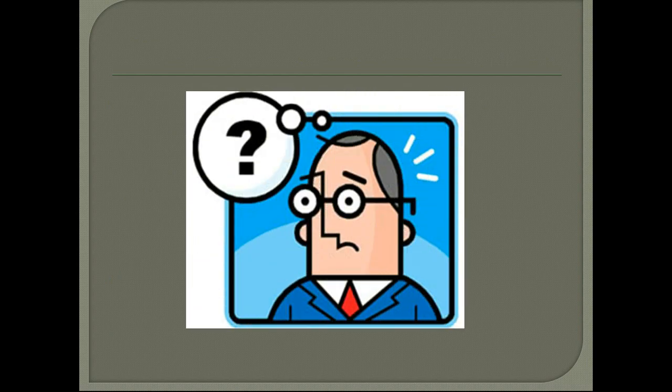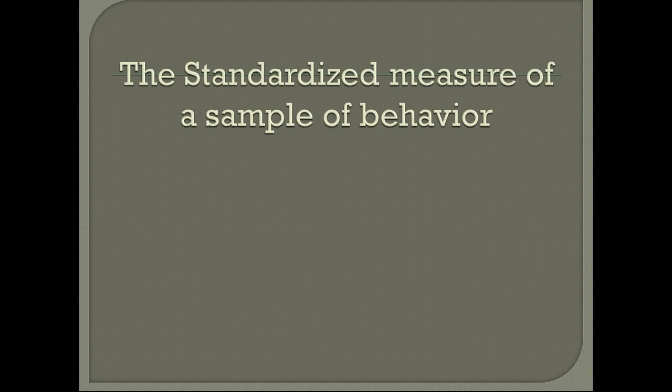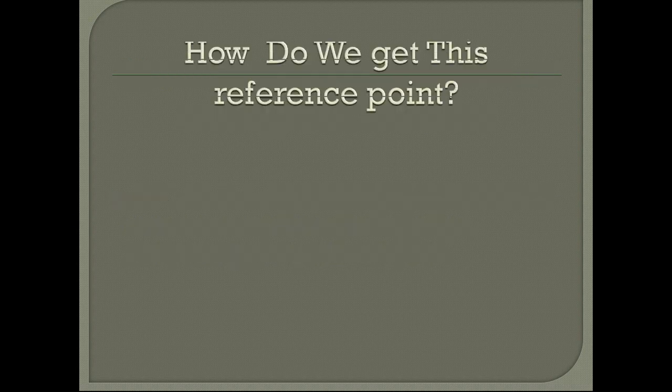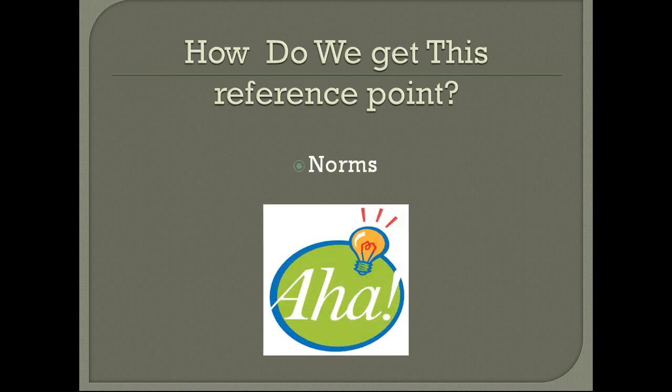So, what does all this mean? Well, let's start with the standardized measure of a sample of behavior. This is an established reference point that a test scorer can use to evaluate, judge, measure against, and compare. So how do we get this reference point? We establish norms.